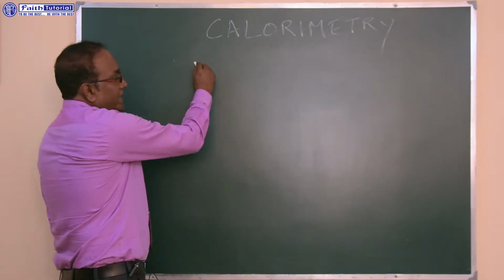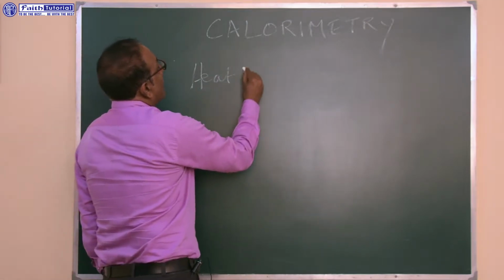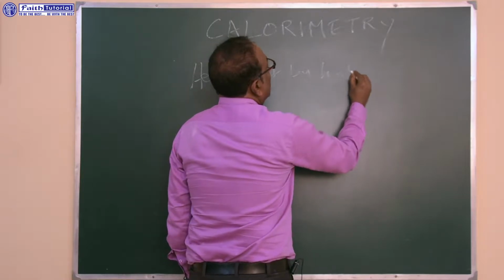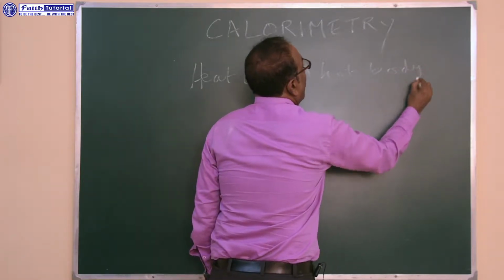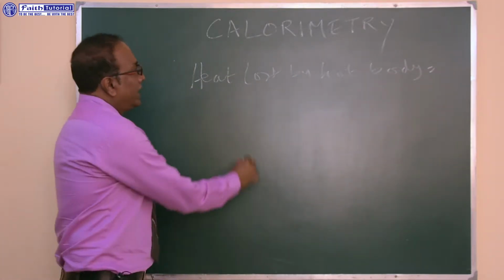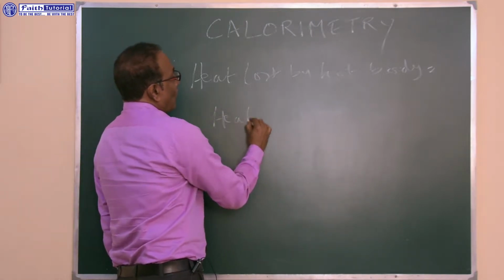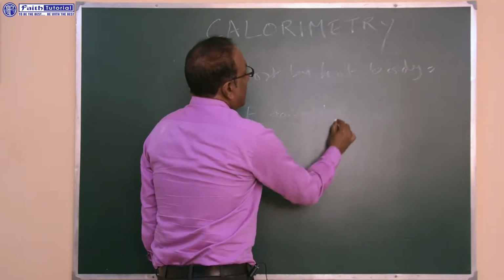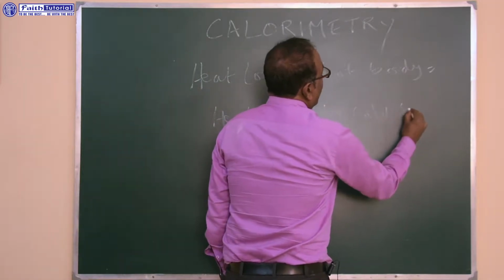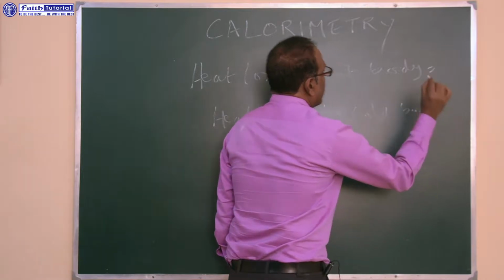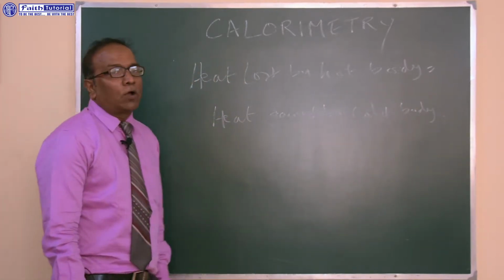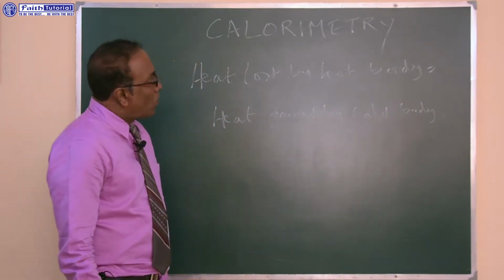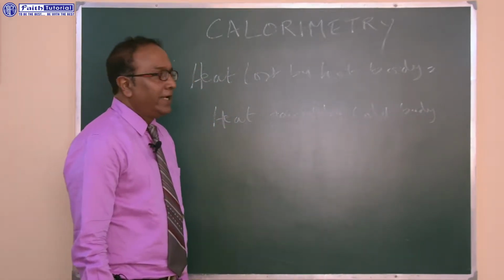Now, heat lost by hot body equals heat gained by cold body. Heat lost by hot body equals heat gained by cold body. Now, what is the formula for heat lost and heat gained?